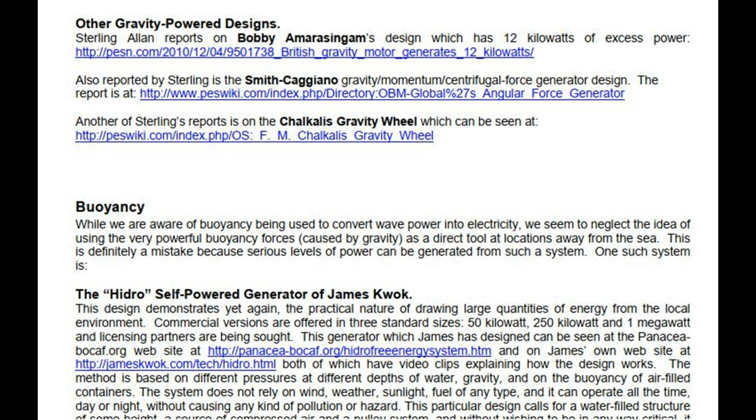Commercial versions are offered in 3 standard sizes: 50 kilowatt, 250 kilowatt and 1 megawatt, and licensing partners are being sought. This generator, which James has designed, can be seen at the panacea-bocaf.org website and on James' own website at jameskwok.com/tech/hidaro.html, both of which have video clips explaining how the design works.